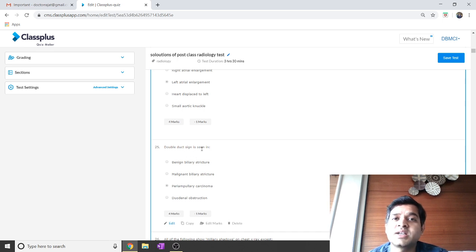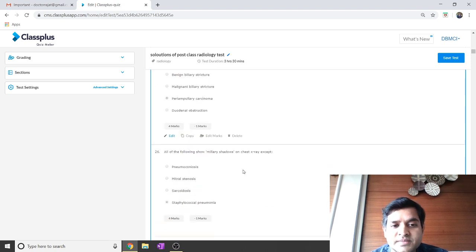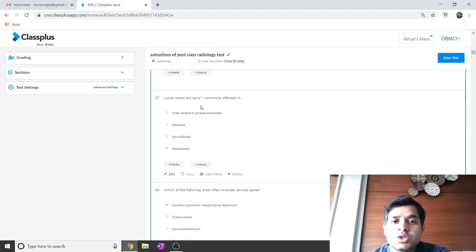Double duct sign is seen in periampullary cancer because of the dilatation of both CBD and the pancreatic duct. All of the following show miliary shadows on the chest X-ray except staphylococcal pneumonia, which does not give rise to miliary shadow, rather it gives rise to pneumatocele formation. Lower zones are commonly affected in asbestosis.